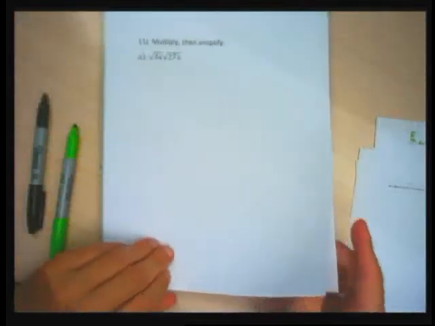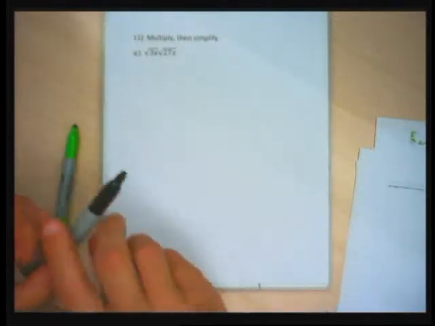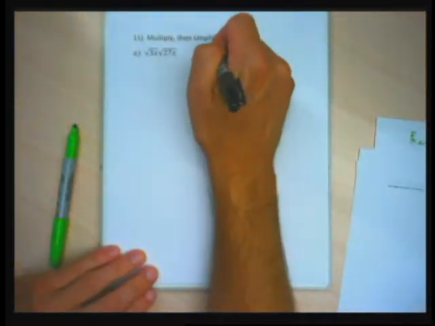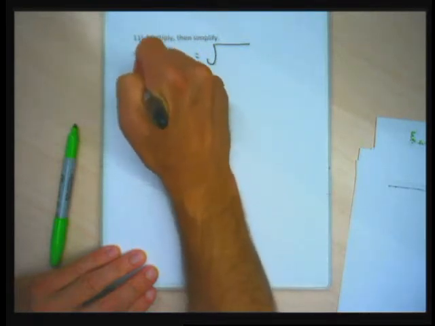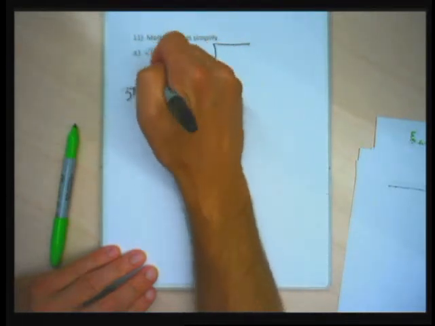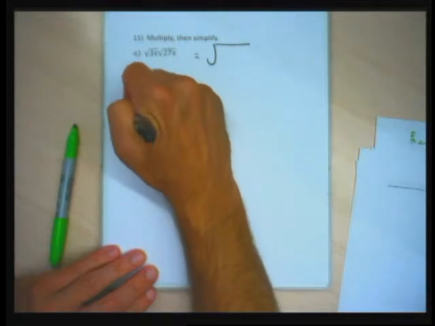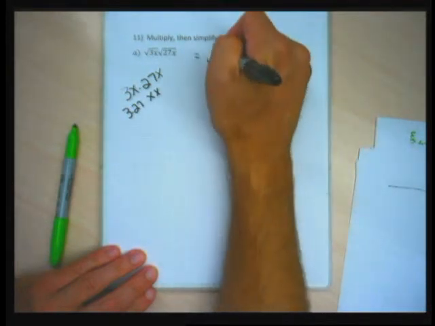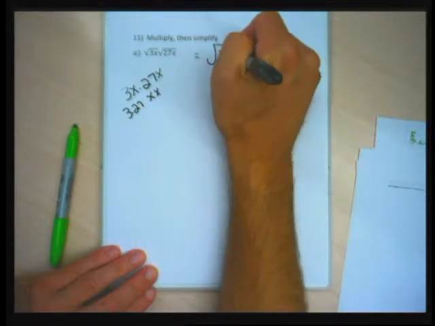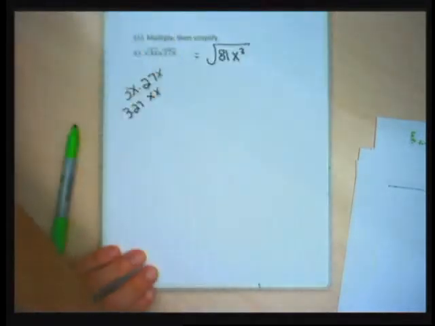For problem 11, I'm asked to multiply 2 square roots in part A. When I multiply 2 square roots, I get another square root. What I have to multiply here is 3x times 27x. To do that, you multiply 3 times 27 and x times x. 3 times 27 is 81. x times x is x squared.